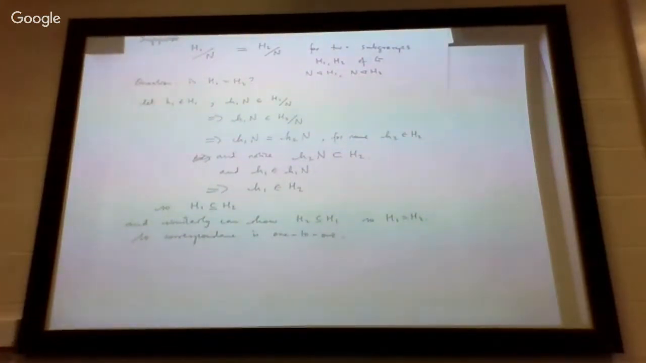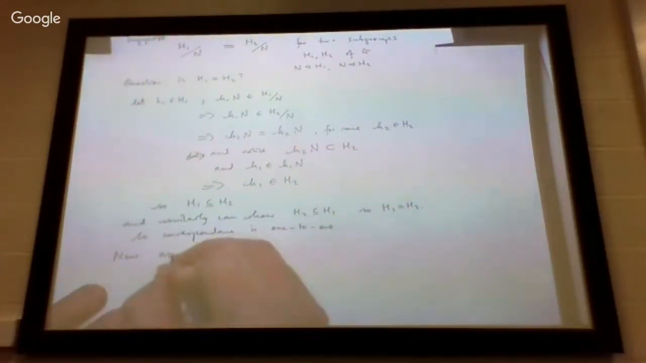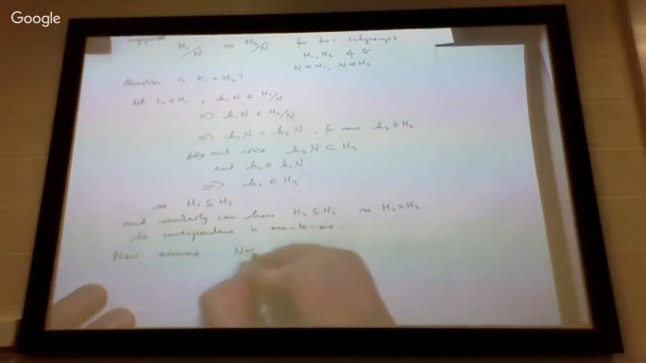So the last part of the correspondence is proving the normality. Normal subgroups of G containing n correspond to the normal subgroups of G mod n. So now assume n is normal in H, and H is in turn normal in G.